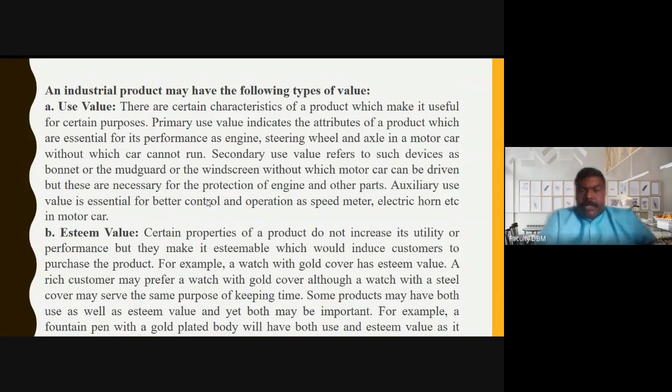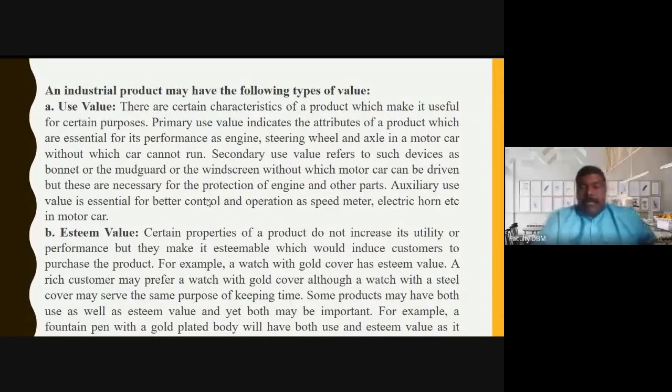And we have esteem value. Certain properties of a product do not increase its utility or performance, but they make it esteemable, which would induce customers to purchase the product. For example, a watch with a gold cover has an esteem value. A rich customer may prefer a watch with a gold cover, although a watch with a steel cover may serve the same purpose of keeping time.